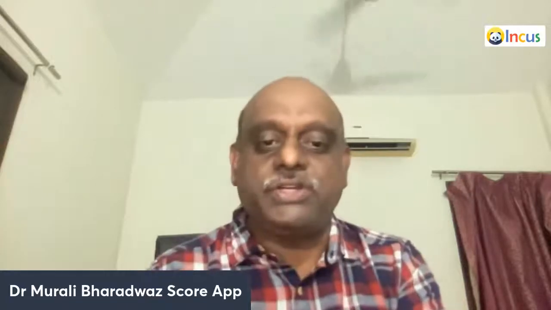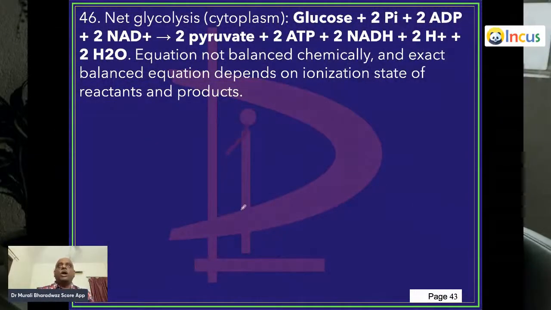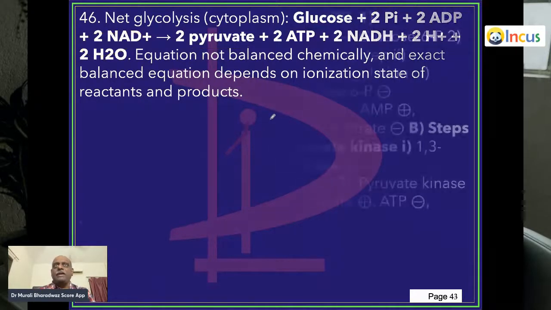All right. So, doctor, how many ATPs are produced? So, glucose. What is the equation, doctor? Glucose plus 2 phosphate plus 2 ADP plus 2 NAD plus will become 2 pyruvate, 2 ATPs, 2 NADH, 2 H plus is what you have to basically remember. So every time this NADH is metabolized, 2.5 ATPs are produced per NADH. That's what you need to remember.